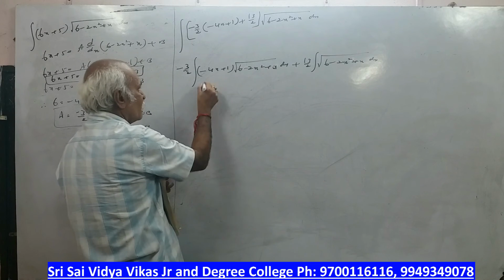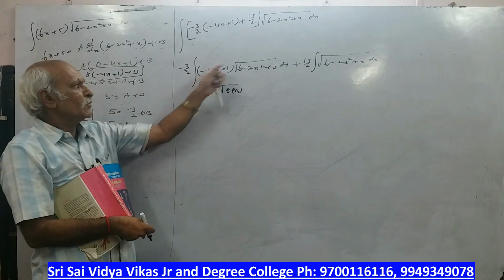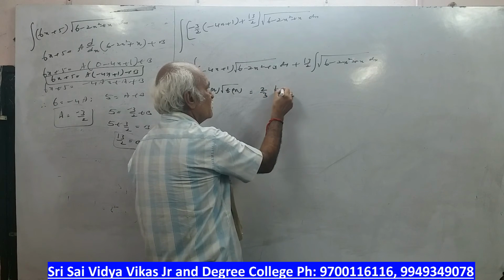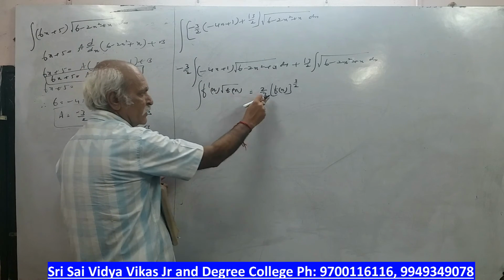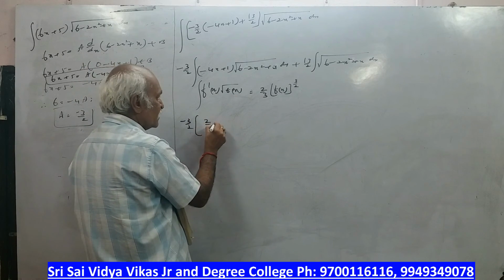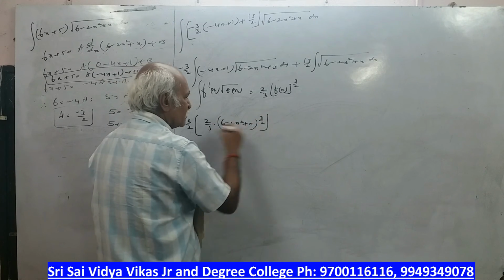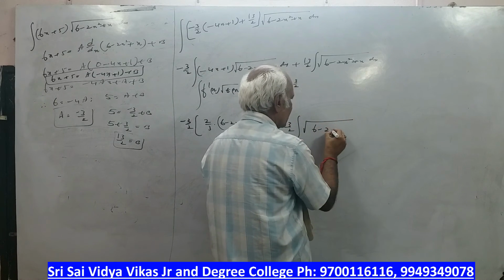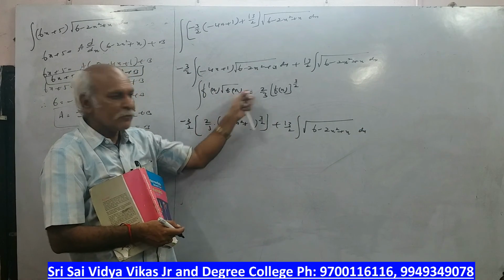Right? So this is in the form of f dash x by root of f of x. Please understand here, it is a derivative of this. So f dash x into root of f of x is equivalent to 2 by 3 into f of x whole raised to 3 by 2. So what is the formula? f dash x into root of f of x is 2 by 3, f of x whole raised to 3 by 2. Minus 3 by 2 into 2 by 3. f of x is what, sir? 6x minus 2x square plus x whole raised to 3 by 2 plus 13 by 2 integration of root of 6x minus 2x square plus x dx. Right? So we have written f dash x into root of f of x.